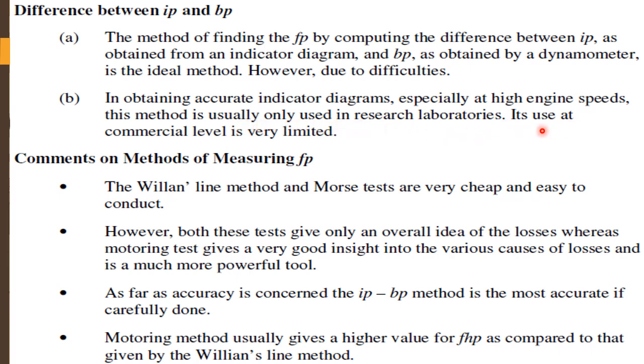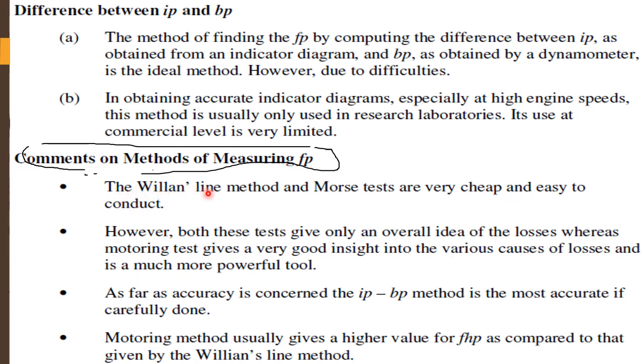It is used at a commercial level very limitedly. So for laboratory purposes, generally we go for IP minus BP, that is friction power, but when we go for commercial level, it is not widely used. Now if we go for a comparison, or when we want to draw a conclusion of all the four different methods, what is the conclusion?